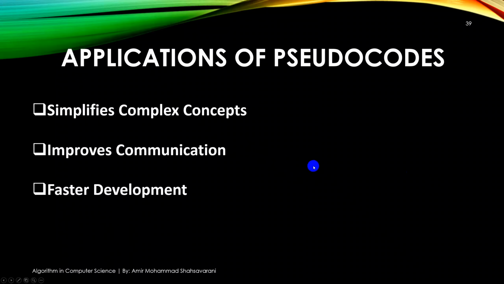Another application would be faster development. I mean that by providing a clear outline of the logic and flow of an algorithm, pseudocodes can help developers implement these codes more quickly and accurately. So these are the benefits I have searched, and I thought maybe these would be the most beneficial and credential issues for pseudocodes. Good. Let's keep these theoretical issues as small as possible.